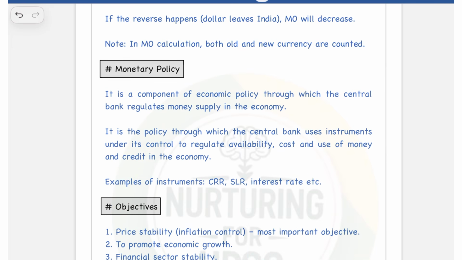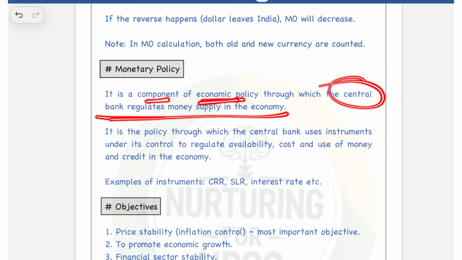Now, talking about what we actually covered: what money is, what the various aggregates of money are, what the various functions of money are, and then how money is actually printed, created, distributed and circulated. Then we need to understand the policy basis behind it, meaning the principle behind all of this happening. That principle is monetary policy. It's a component of economic policy through which the central bank regulates the money supply in the economy.